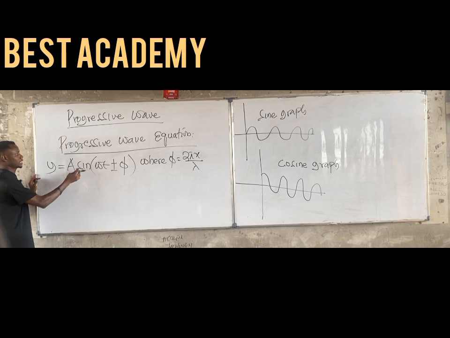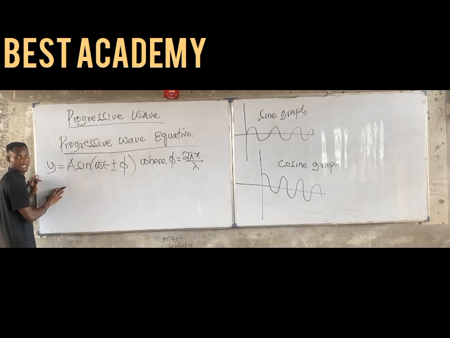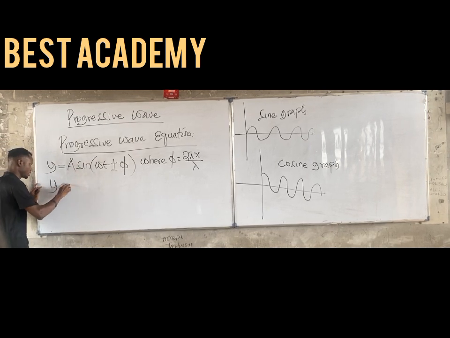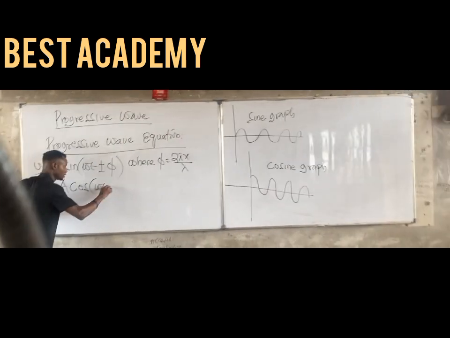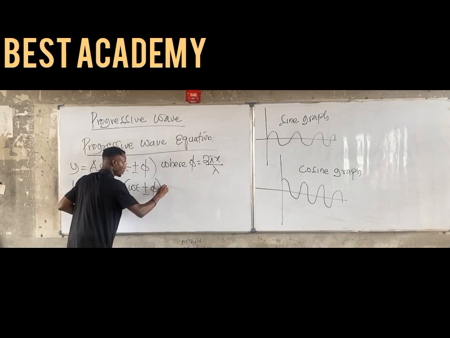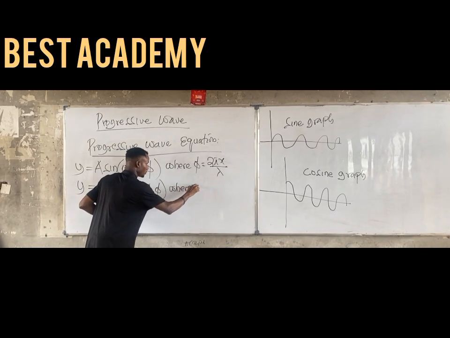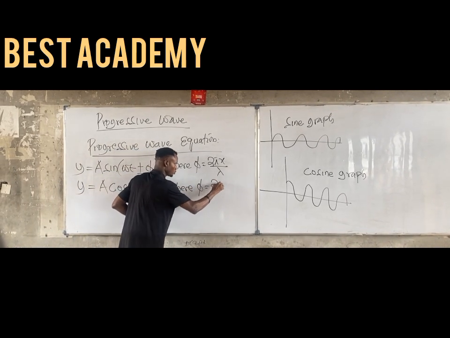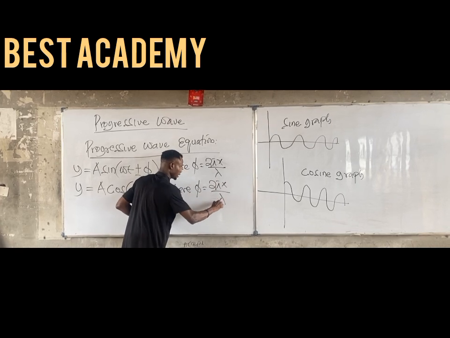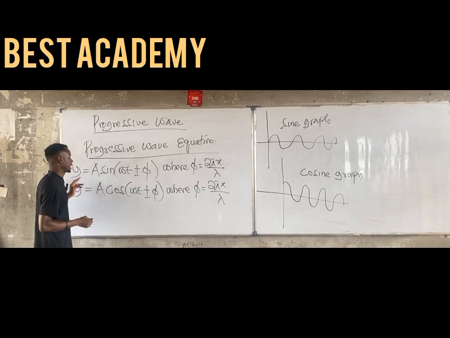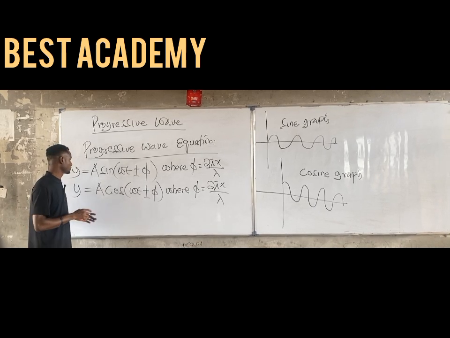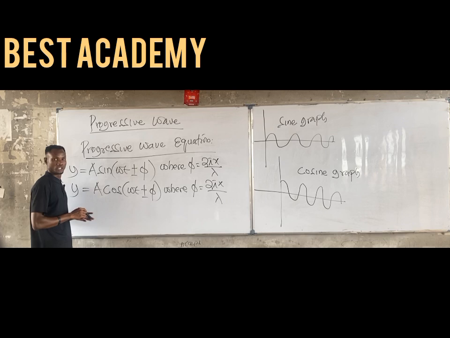The same thing here. We can also write the equation in terms of cosine. This will be y is equal to a cos of omega t plus or minus phi, where phi is said to be 2 pi x over what? Lambda. Okay, now let's know the parameters here. This y here is said to be displacement. Please take note. This a here is said to be amplitude.